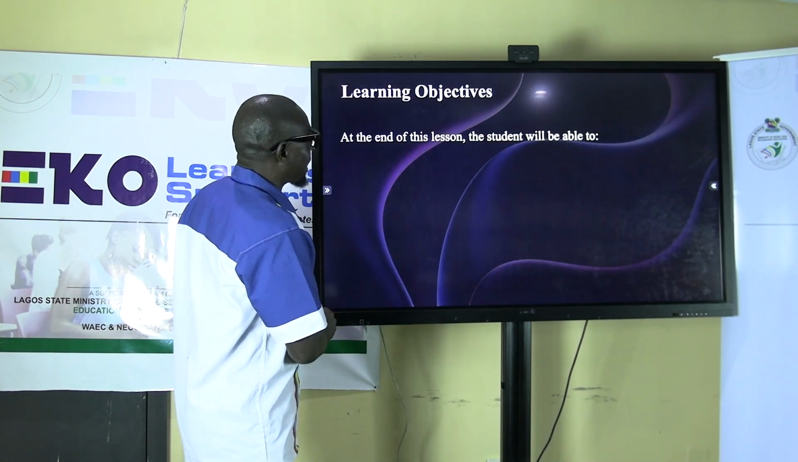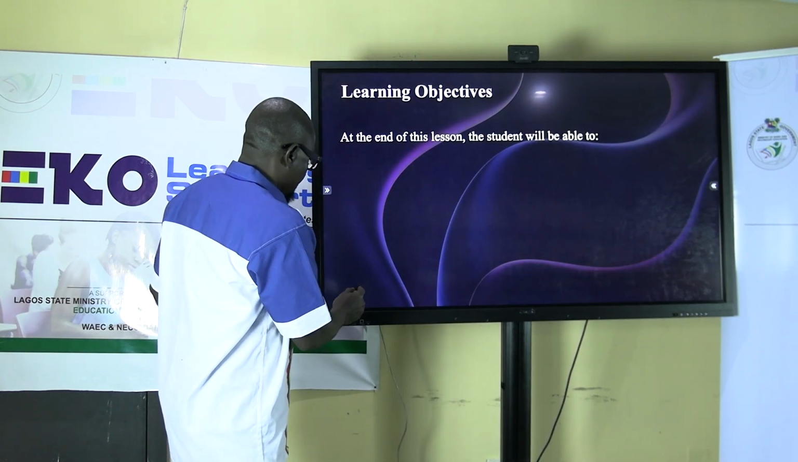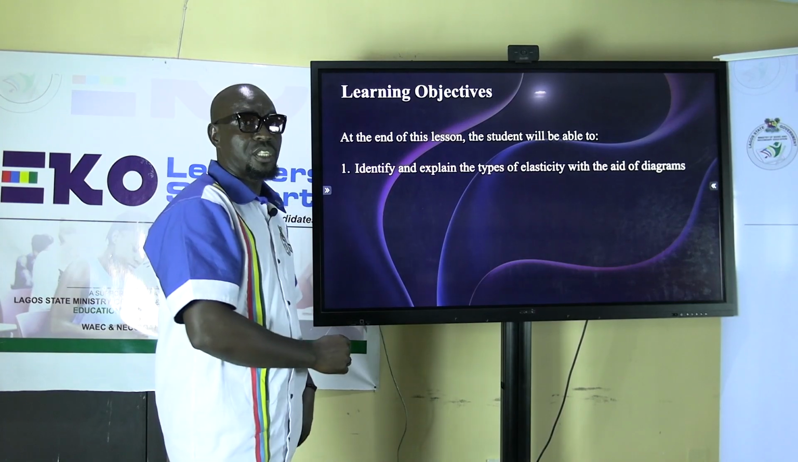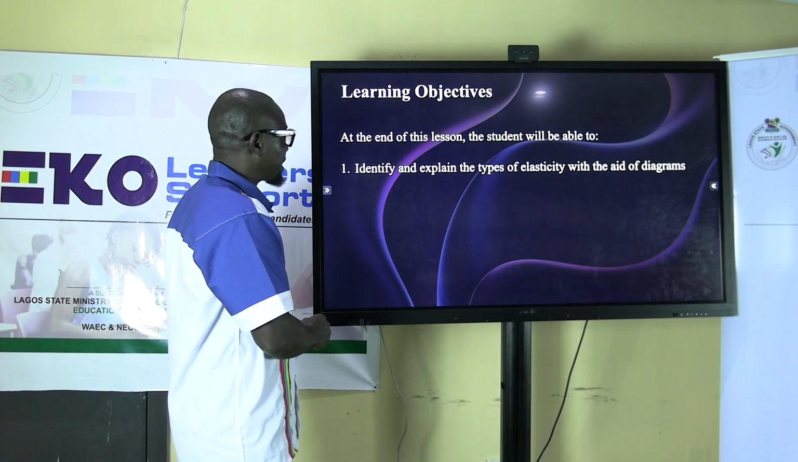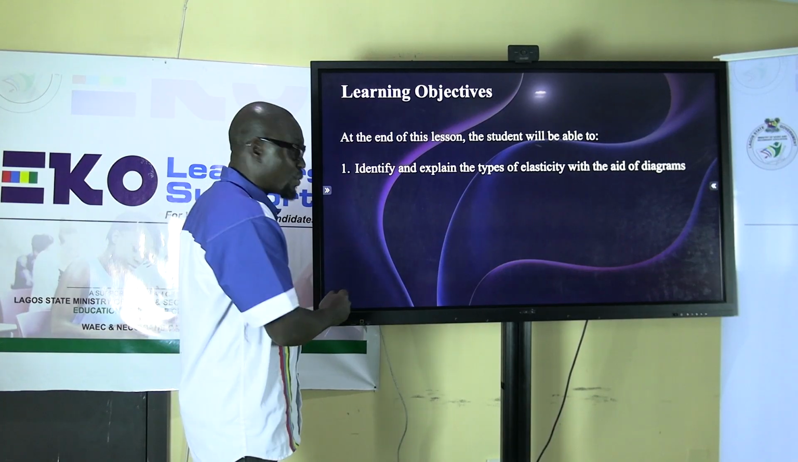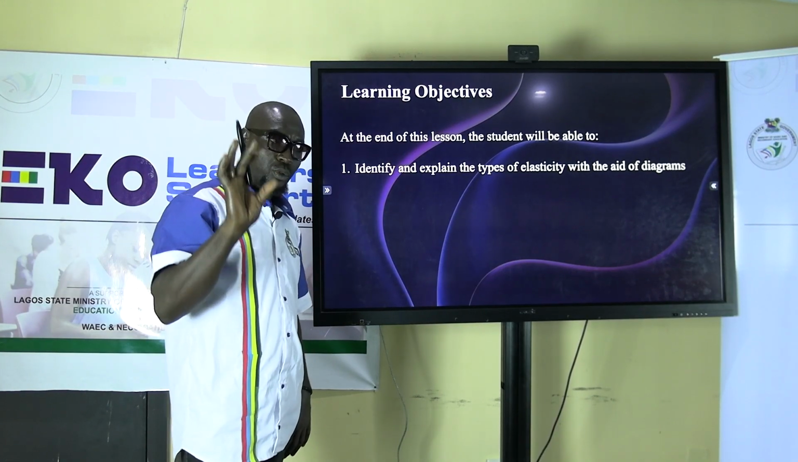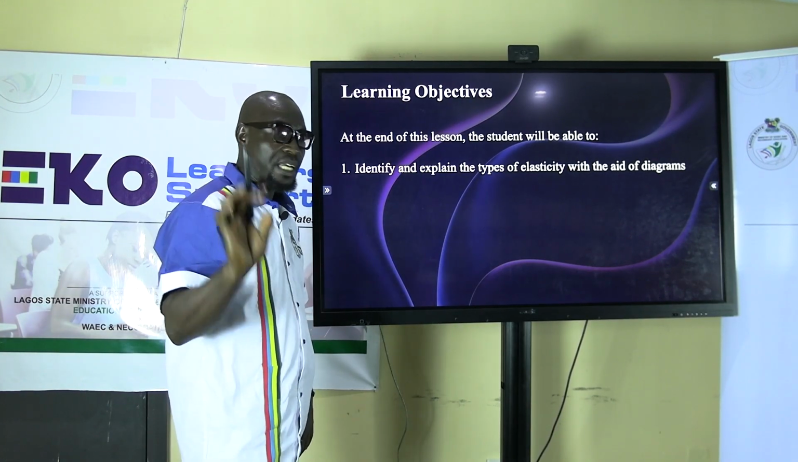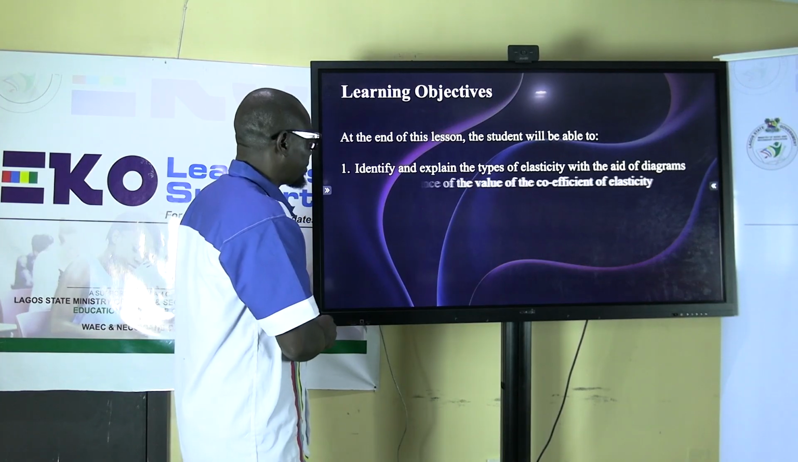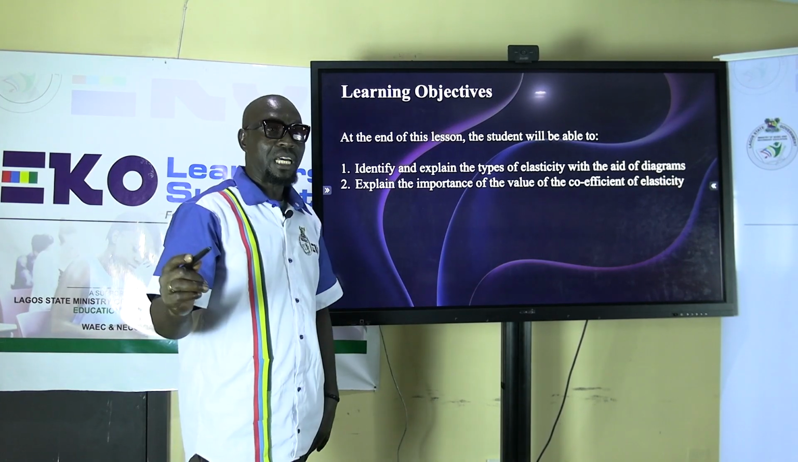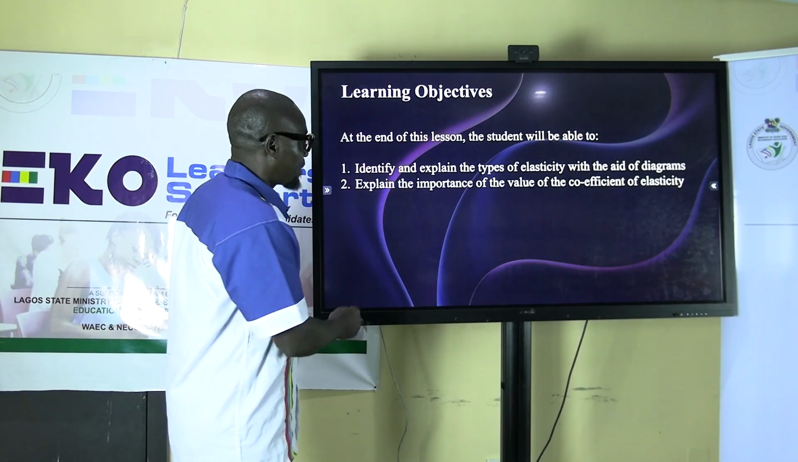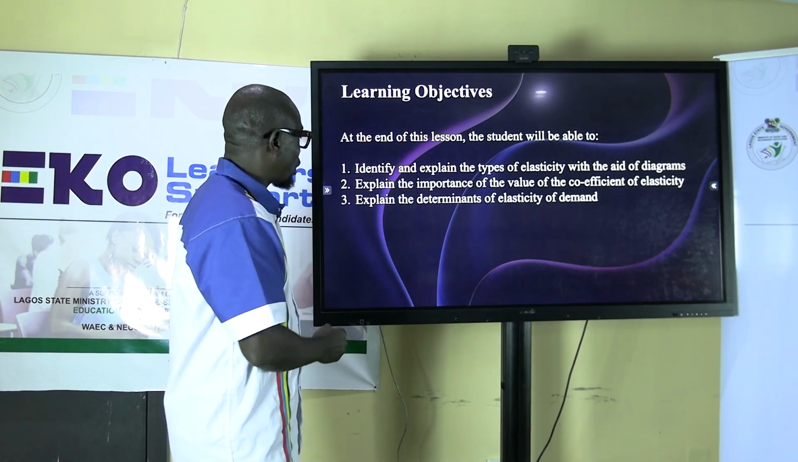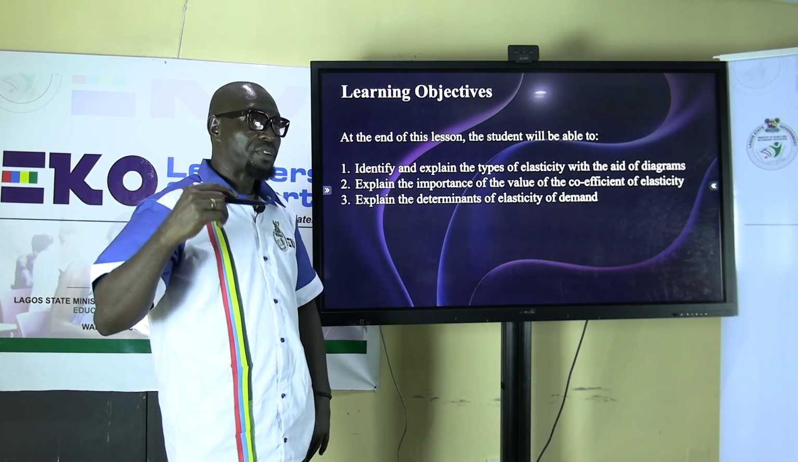So first, let's look at the specific learning objectives. At the end of this session, I expect that you will identify and explain the types of elasticity with the aid of diagrams. So by just looking at diagrams, you'll be able to tell the type of elasticity. You'll be able to explain the importance of the value of the coefficient of elasticity, and you would also be able to explain the determinants of elasticity of demand.